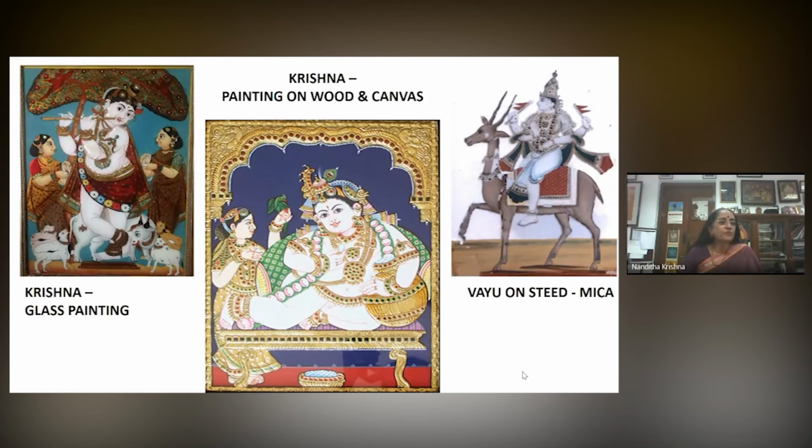Colors again were vegetable and mineral. Brushes were made with squirrel hairs. For fine lines, a brush made of pointed grass blades was used. Nowadays, everybody is doing Thanjavur paintings with poster colors, so you can make out the difference.